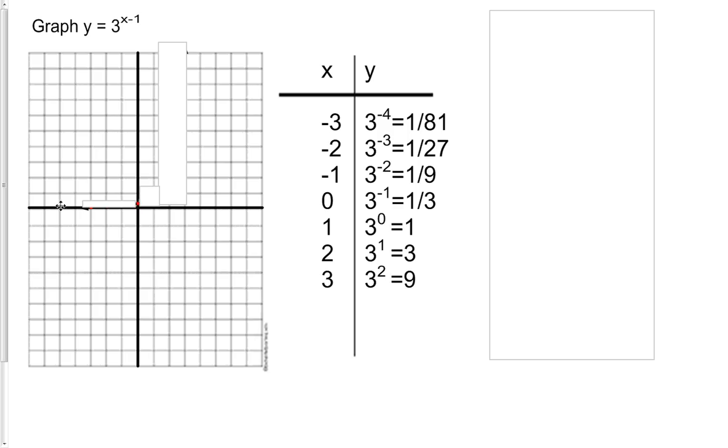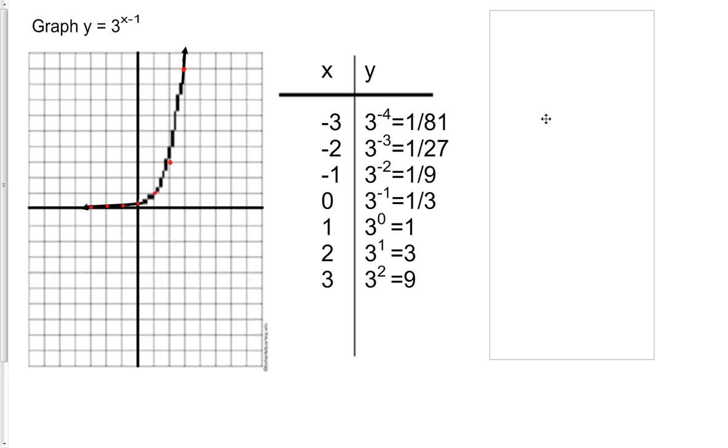Then if you plot your points on your graph and connect them, you're going to see that on the left side you have something that's very close to 0. And on the right side, it's going to increase, of course, exponentially, and go up very rapidly.